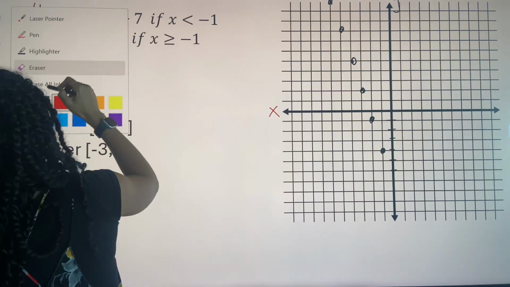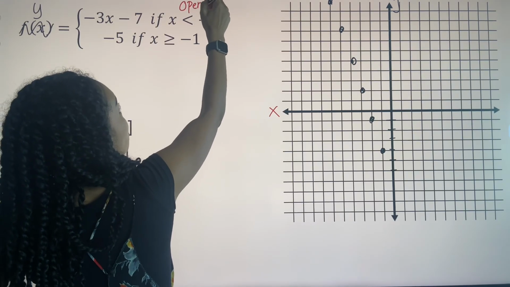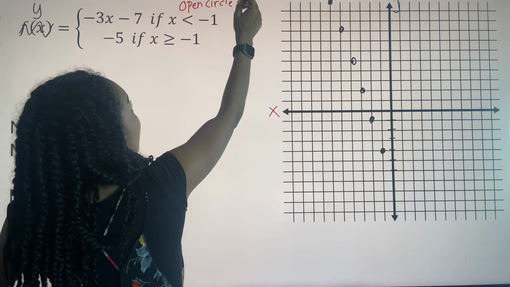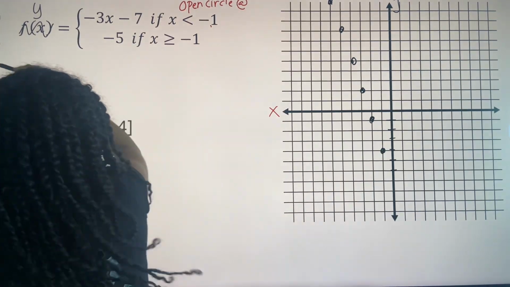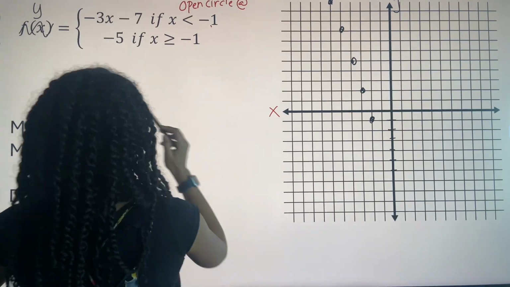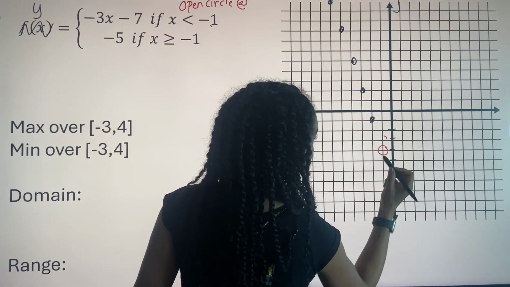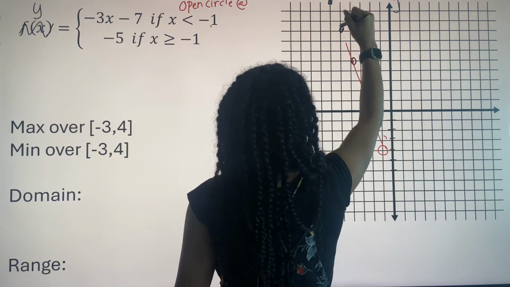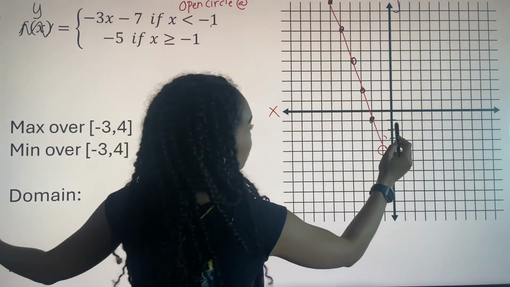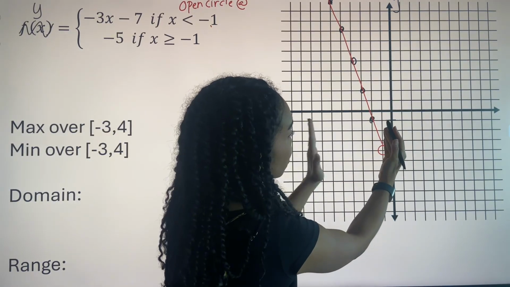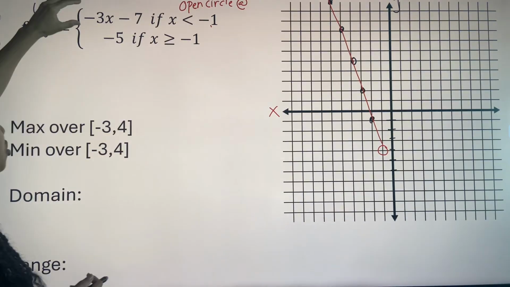Now notice this is just the less than symbol. So you need to have an open circle at negative 1. So I need to change this point to being open right here. And this is your line, okay? So notice I have all values that are less than negative 1 represented in my line. So that was your first equation.